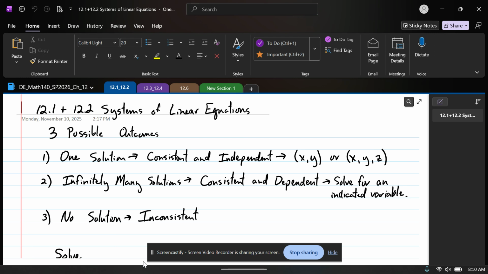Infinitely many solutions is another possibility. That means it is consistent and dependent. There you're going to solve for an indicated variable, so they'll tell you to write your solutions in terms of x or in terms of y, or possibly in terms of z in a three variable system. If it's linear, it's like two lines that lay right on top of each other. One solution with lines is lines that cross and have one point in common. Infinitely many solutions is two lines that lay right on top of each other.